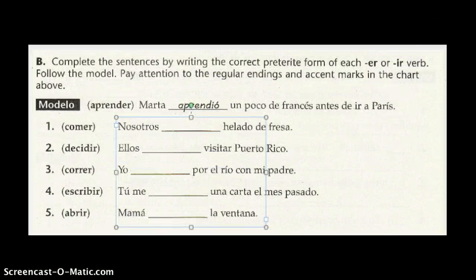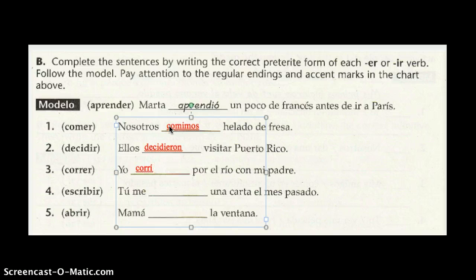Okay, so following those same verb boxes that we were doing, the é, aste, iste, all that stuff, we're going to fill out the rest of these. So nosotros, and this one actually is different in the nosotros form in the preterite, comimos. Then I've got ellos decidieron. And the yo form in the preterite ER verb, what is it? Corrí.